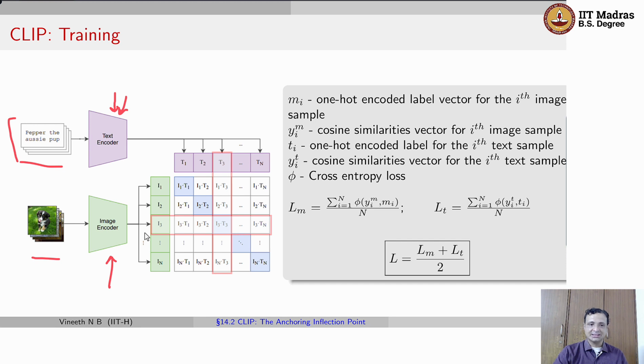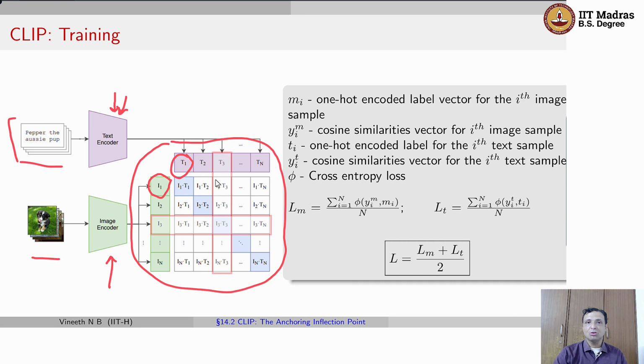Once you get the embeddings of the images and the text, you can now organize all your images and text embeddings as a matrix, where our objective is that for a matching image and text, we want to maximize the dot product. Remember, dot product measures similarity between two entities. And for I2 and T1, which may not be matching, we want to minimize the dot product. That's the intuition that we want to follow.